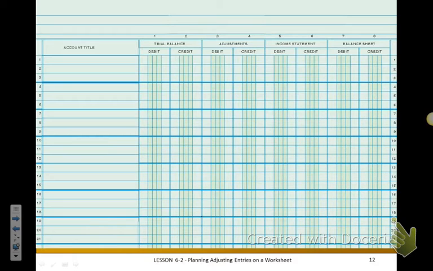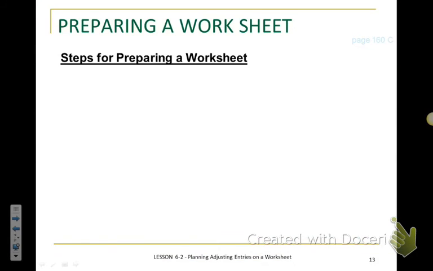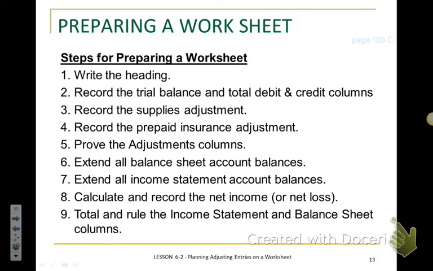Okay, so if we look at a blank worksheet here, we're going to see the steps for preparing the worksheet are to write the heading, record the trial balance, total debits and credits, record the adjusting entries, prove the adjustments column, and then extend out now to the balance sheet columns and the income statement columns, which we'll learn about next.